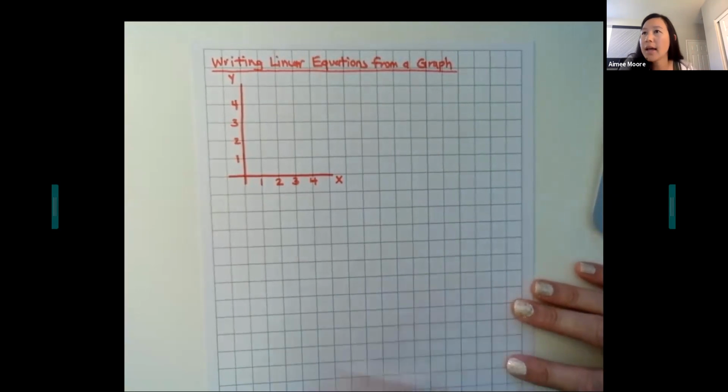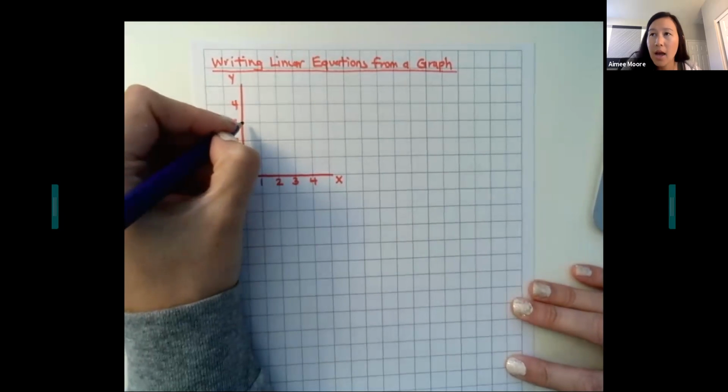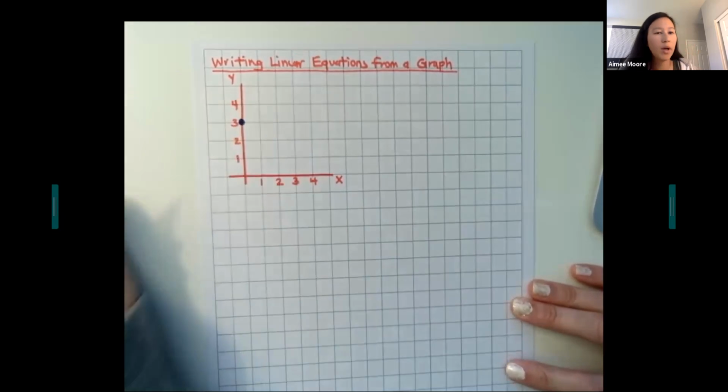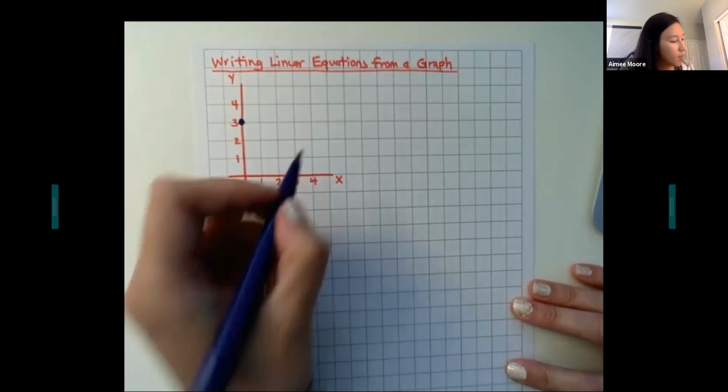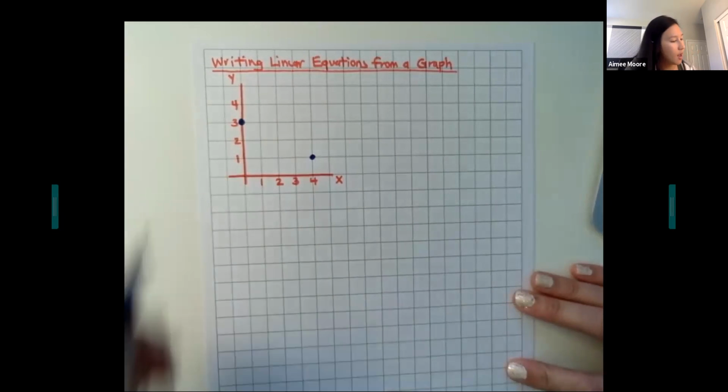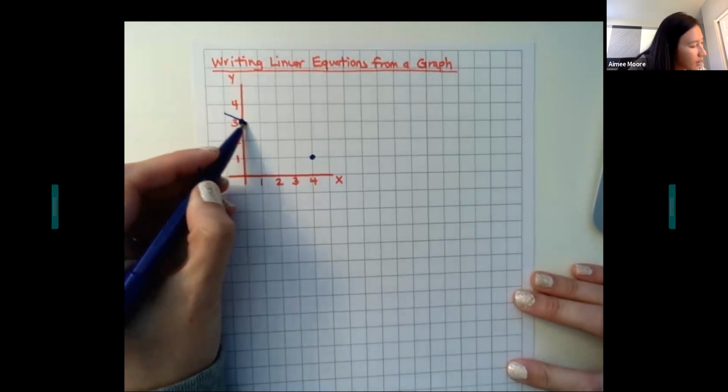Okay, and then the line that I'm giving you is going to be 1 point is at 0, 3. So plot a point there. And the other point is at 4, 1. Plot the other point there, and then go ahead and draw your line.